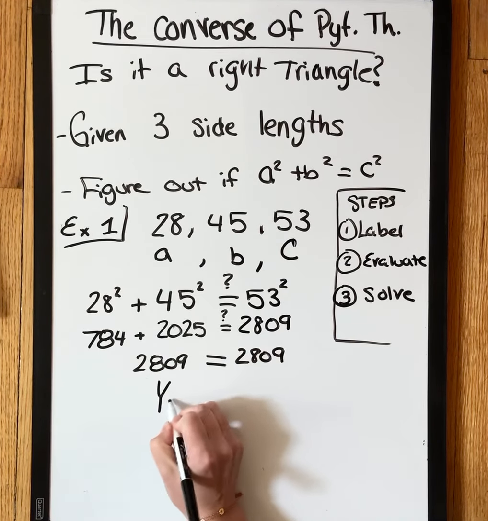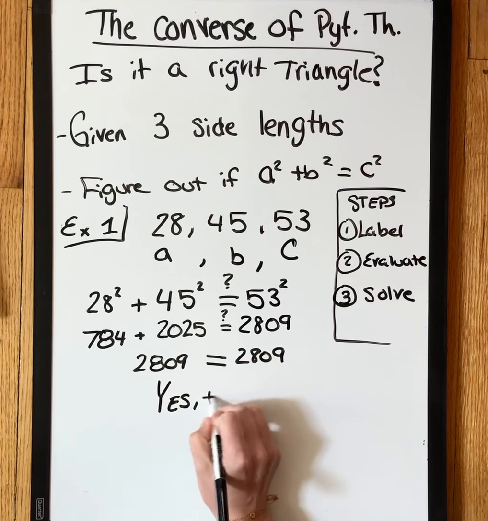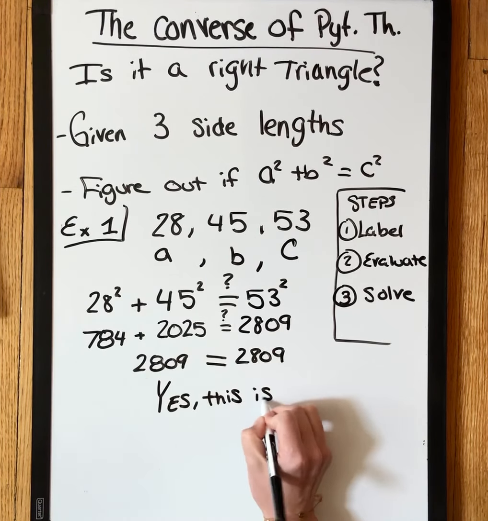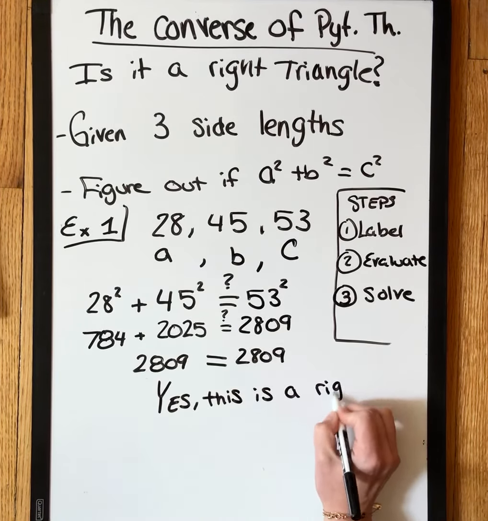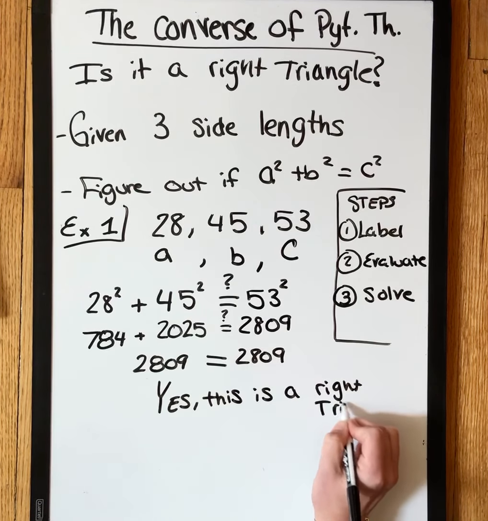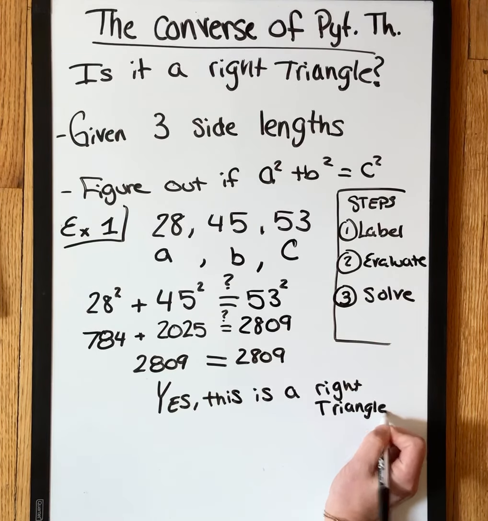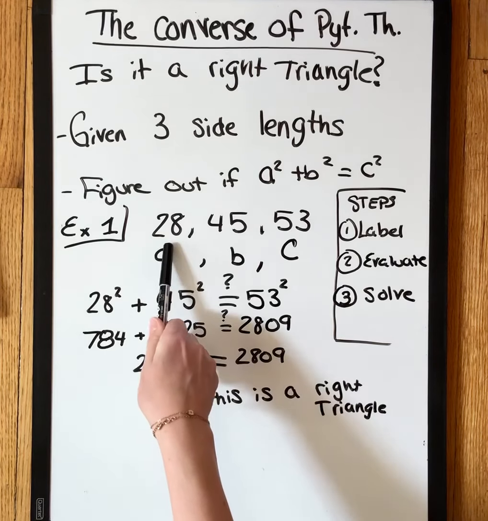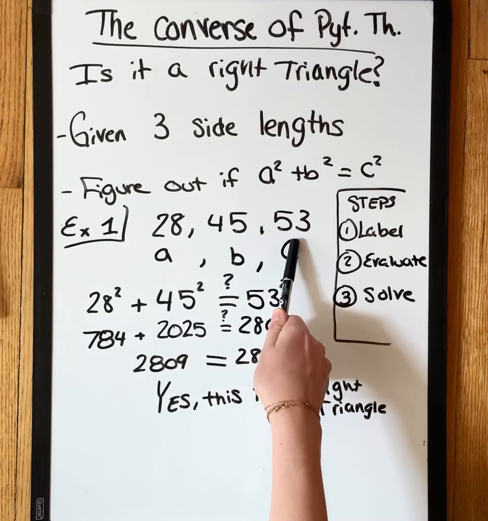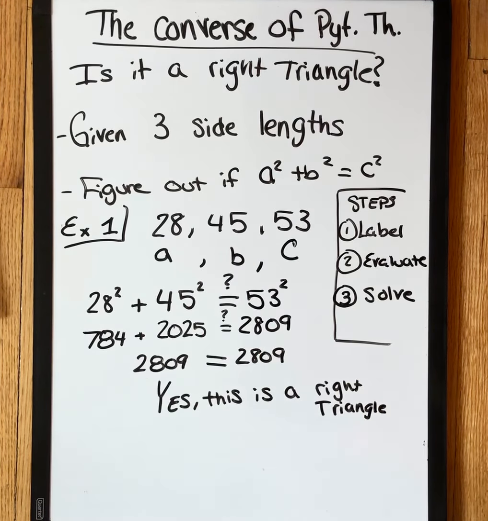So my answer would be yes, this is a right triangle. The Pythagorean theorem only works for right triangles. So if A squared plus B squared does equal C squared, which it does in this case, then that triangle has to be a right triangle. It can't be anything else. And it's kind of simple as that, guys.